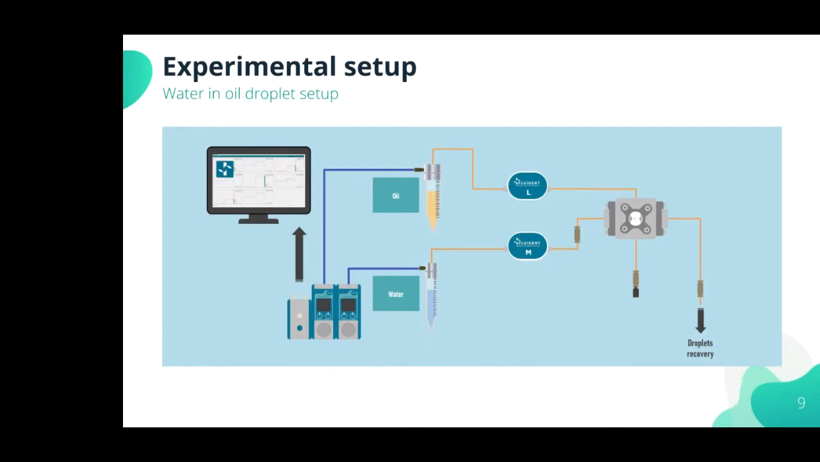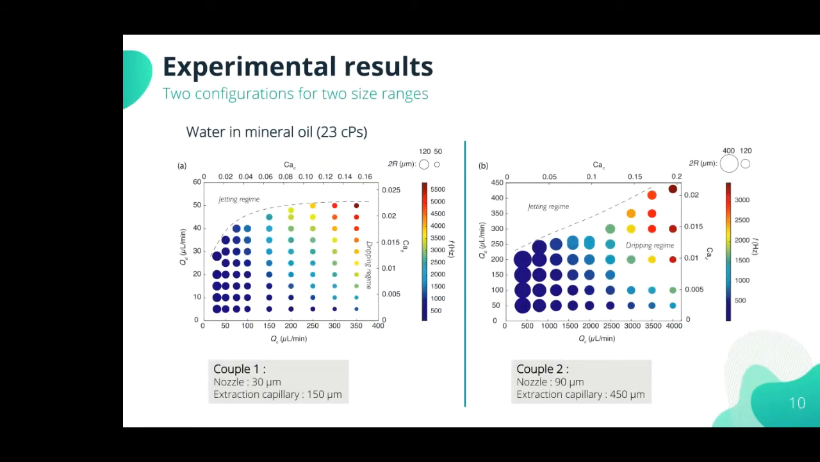We characterize the device first in the water in oil case using this experimental setup. A reservoir of both phases are pressurized using a pressure controller, and fluid flow rates are monitored using flow meters. We tested two couples of nozzle extraction capillaries. The couple one with a 30 micrometer diameter nozzle and 150 micrometer diameter extraction capillary, and the couple two with a 90 micrometer nozzle and a 450 micrometer extraction capillary.